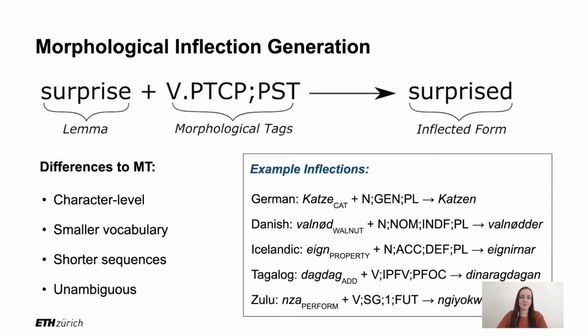Another difference is ambiguity. For a given sentence, there are often several equally correct translations. In contrast, there is usually only one correct inflection given a lemma and a set of morphological tags. Those things combined may suggest that morphological inflection is easier than machine translation.